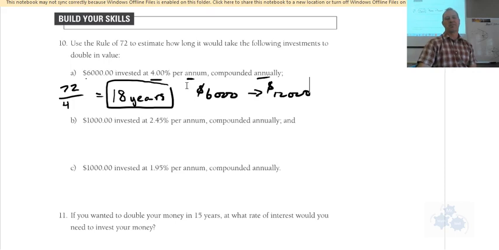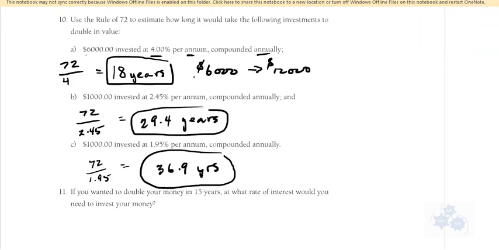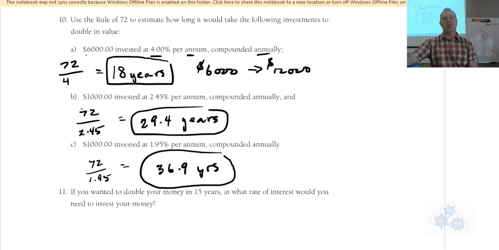Okay, let's see if you can do B and C. Go ahead, take a few moments to do that. All right, so B and C, there are the answers for B and C, just simply 72 divided by the interest rate. Now, let me talk about 11.